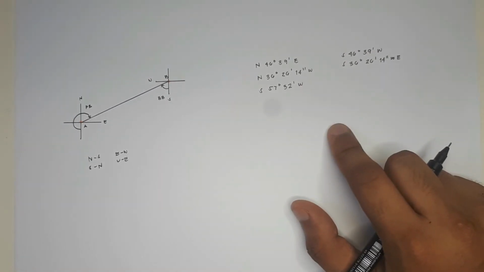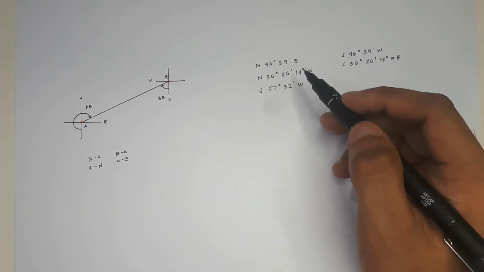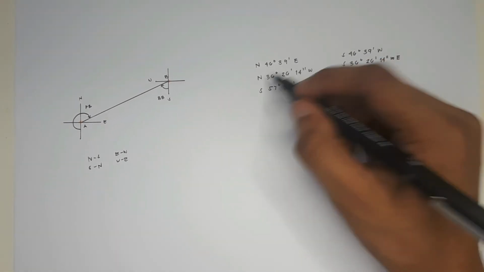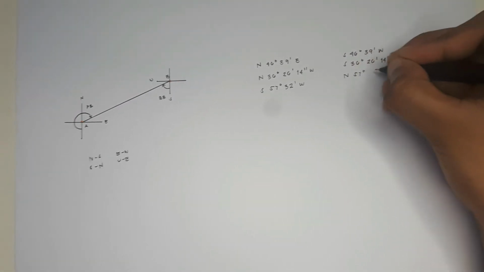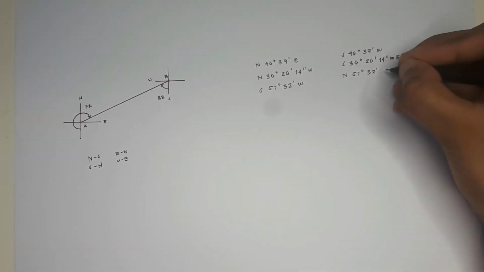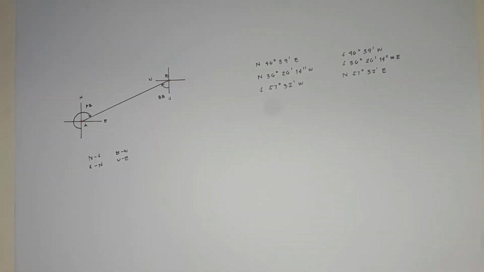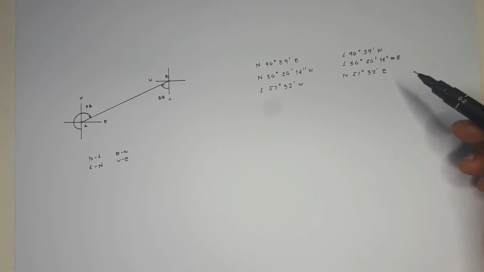So there is no need to change the value of the bearing angle, so just change the quadrantal direction. So of course this one will be north 57 degrees 32 minutes east. So that is the way to derive the back bearing from the forward bearing, or likewise, if you need to know the forward bearing from the back bearing, you just have to do the same thing. So you just have to change its quadrantal direction.